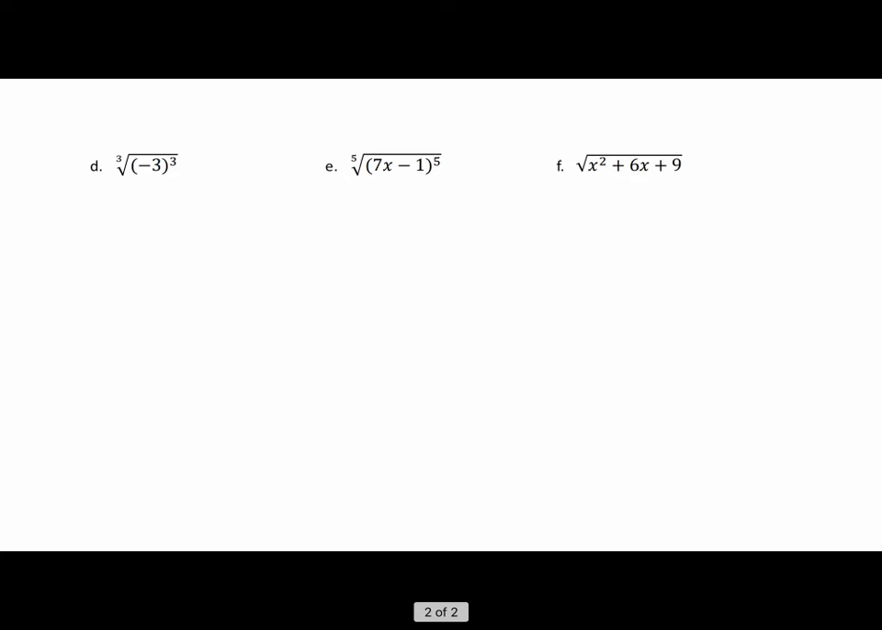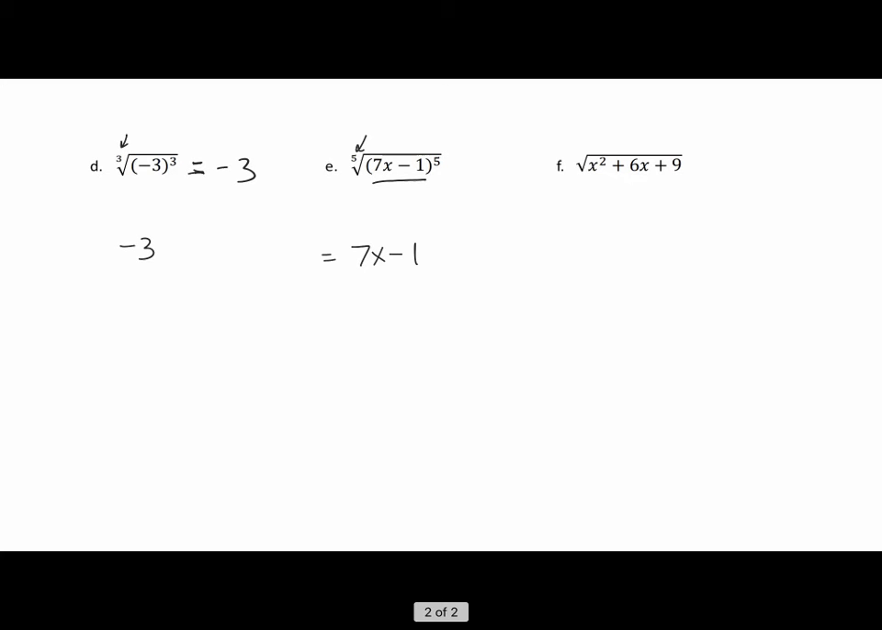Example D, when we take the third root of a number to the third power, we'll cancel out, leaving just what's inside. But this is an odd root, so that means it is what it is. That will work out just fine to be negative 3. For E, we want the fifth root of a to the 5th, so we cancel out the root and the exponent. And it's an odd root, so it doesn't matter. I don't need to ensure this is positive. It is what it is.